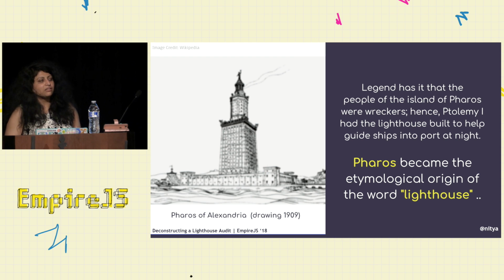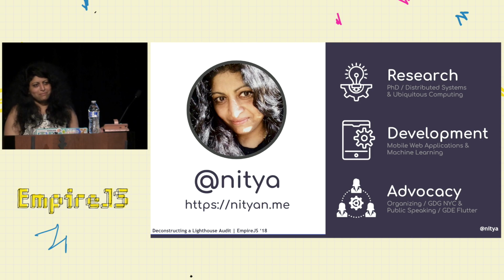And it became such a representative symbol that Pharos became the name for lighthouse, which is the etymological word for most of the languages in that space. So it's actually called the Pharos of Alexandria. History lesson done. So a little bit about me.